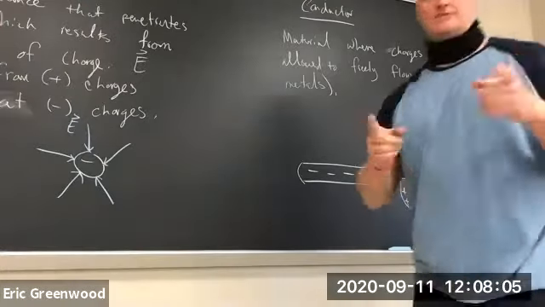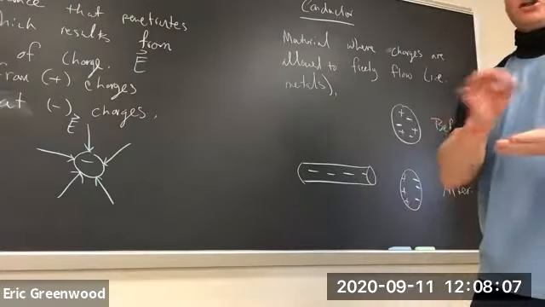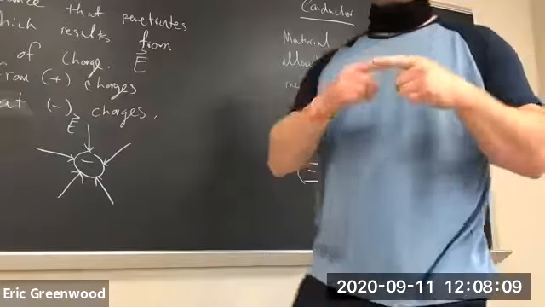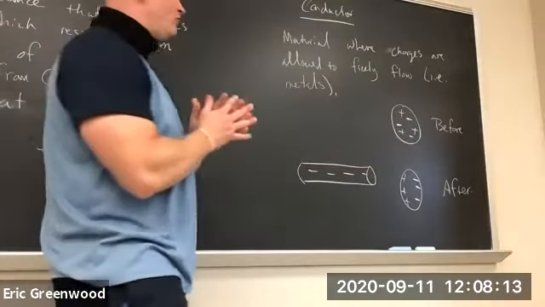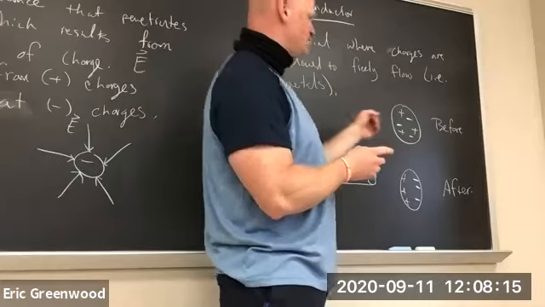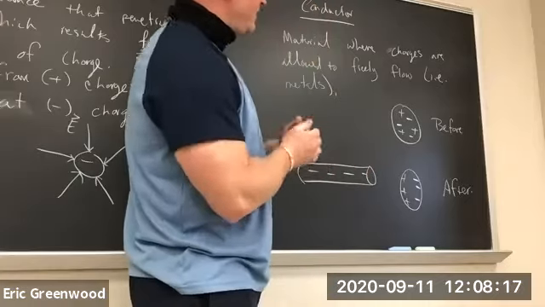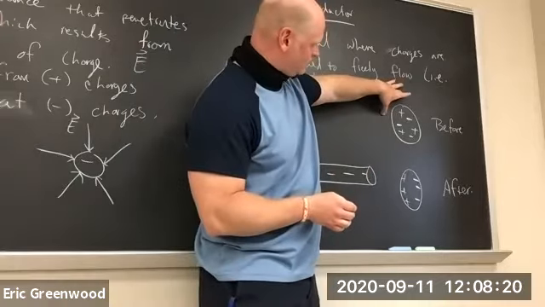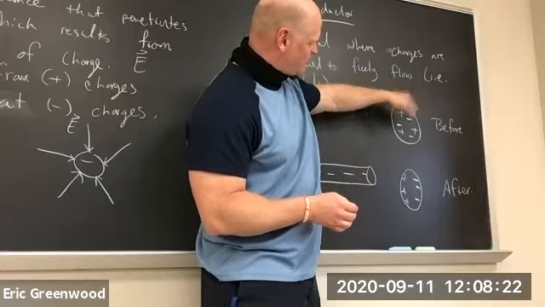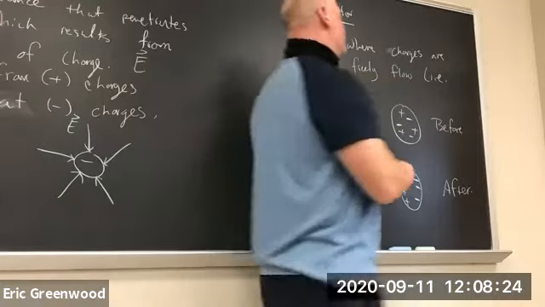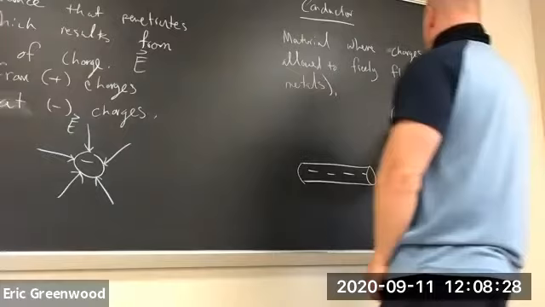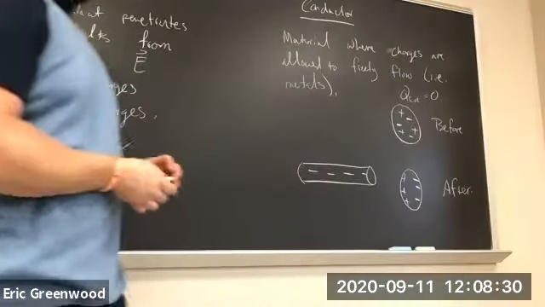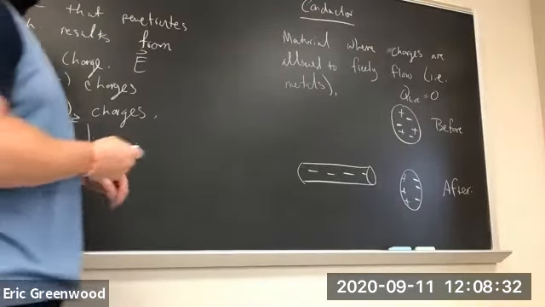A conductor is a material where charges are allowed to move freely inside of it, which means that this is basically a metal. Metals allow for charges to move freely through. So what does that mean? If I had an object here, this is my before picture, where this thing has zero net charge, my total charge, Q total, is equal to zero, because I have three positive charges and three negative charges.